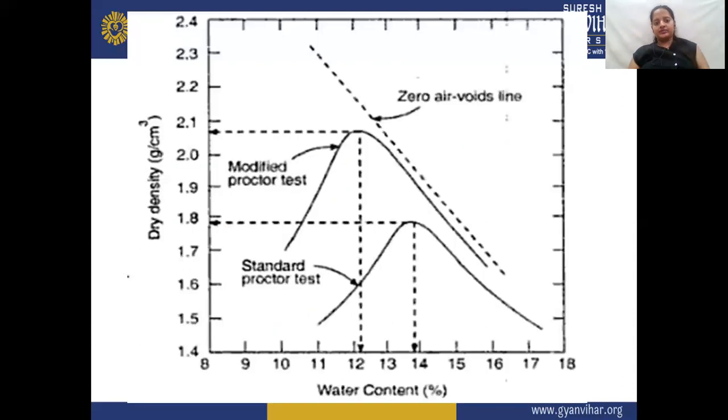So this is the result. You can see that the optimum compressibility or the maximum dry density can be achieved using the modified Proctor test when compared to the results of the standard Proctor test.